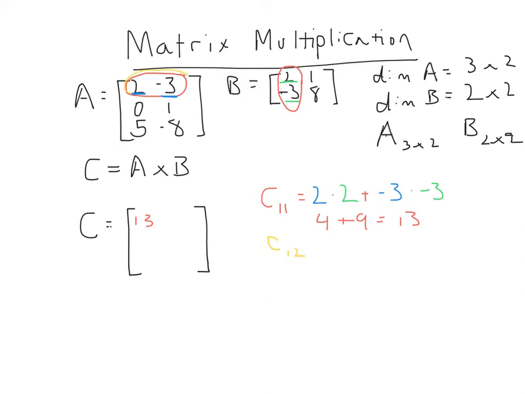Now similarly for entry C12. C12 will have me taking the first row from my first matrix, multiplying it now by the second column from my second matrix. And so I will have my 2 again, this time times the 1 from the second matrix, and to that I will add the negative 3 from my first matrix, times the 8 now from the second matrix, which is going to give me 2 minus 24, which is negative 22. And so I'll put my negative 22 right here.